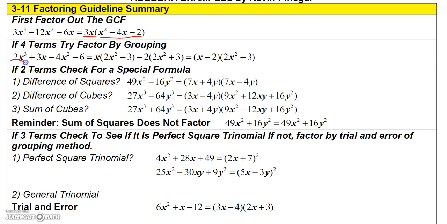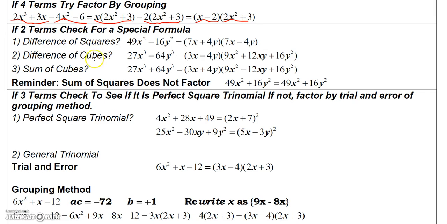Notice in the first 2 terms I can factor out an x and I get 2x squared plus 3. And in the second 2 terms I can factor out a negative 2, and then that'll also give me a factor of 2x squared plus 3. And then if I factor out the 2x squared plus 3, I get 2x squared plus 3 times x minus 2. And of course you can put the 2x squared plus 3 to the right or to the left of x minus 2.